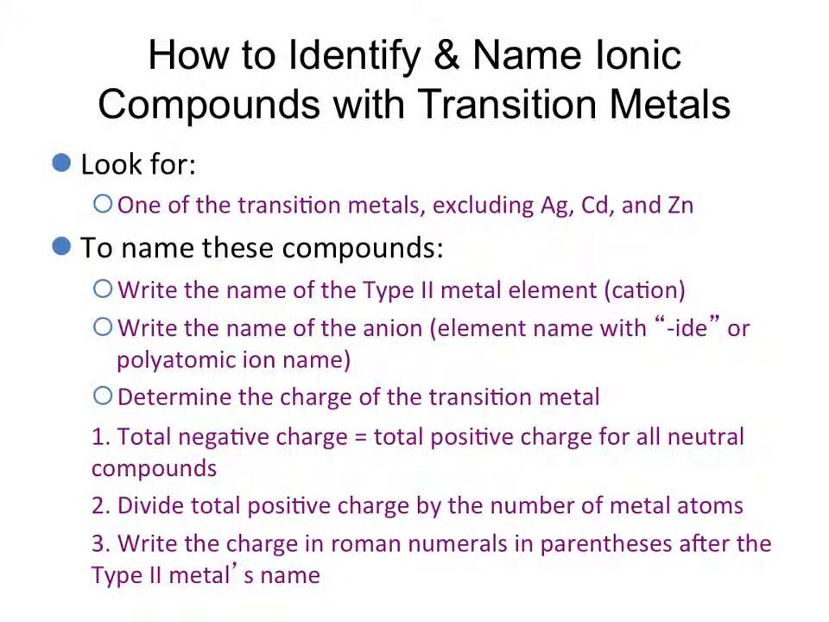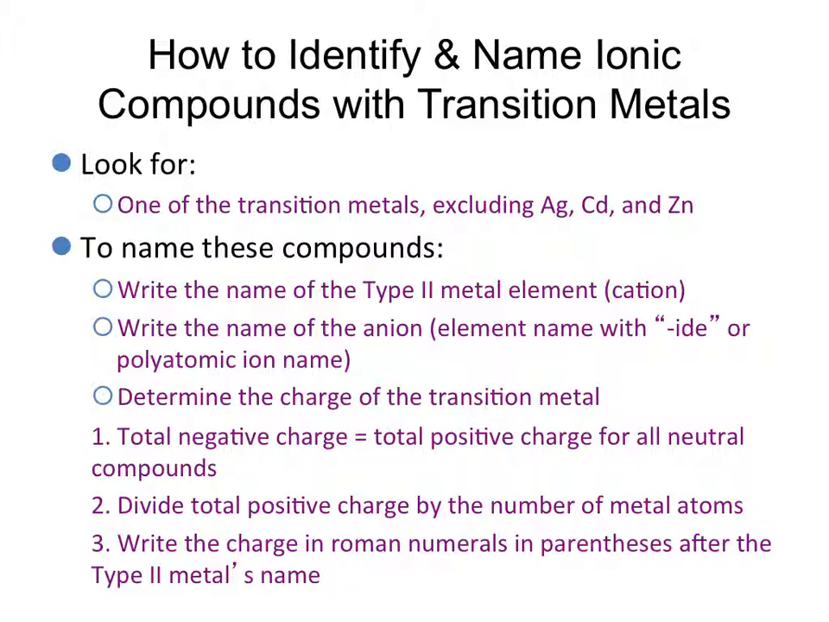So how do we identify and name ionic compounds with transition metals? Well, we want to look for that type 2 metal, that transition metal that is found in group B in the middle of the periodic table. To name these compounds, we're going to write the name of the type 2 metal. We're going to write the name of the anion. Remember that that element name will end in "ide," or if it's a polyatomic ion, it will have a special name. And then to determine the charge of that transition metal, we're going to have to do a little math.